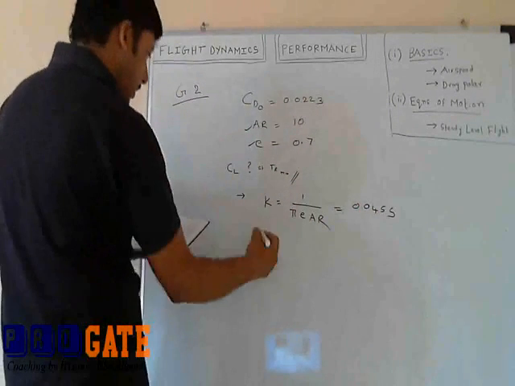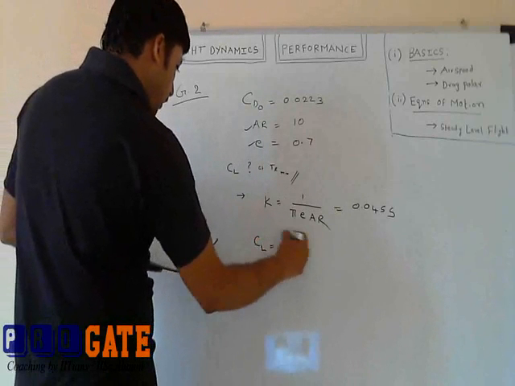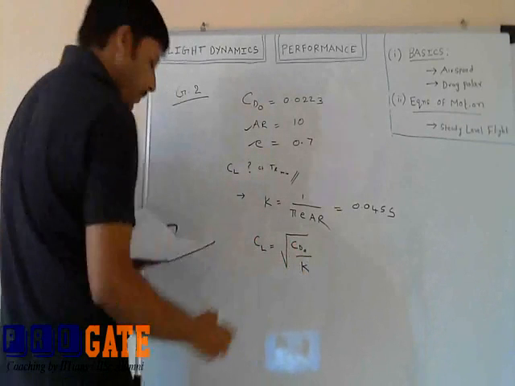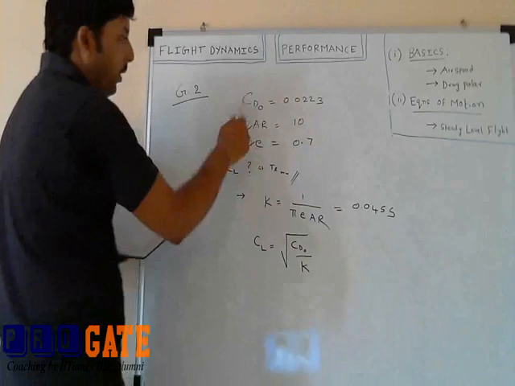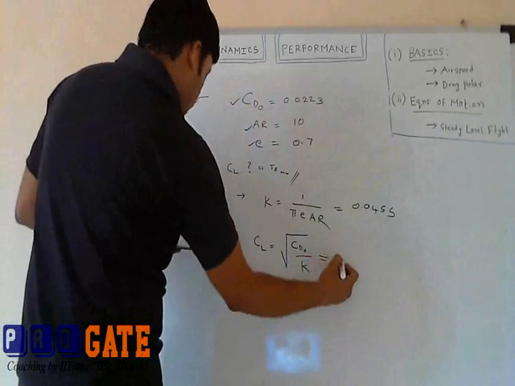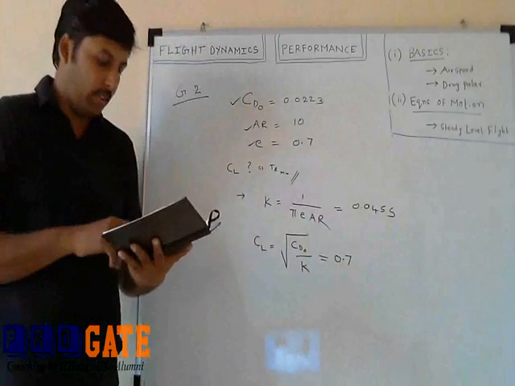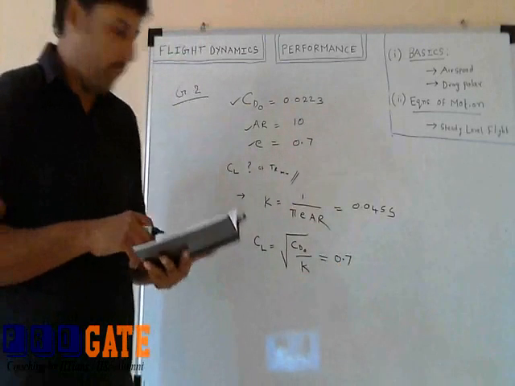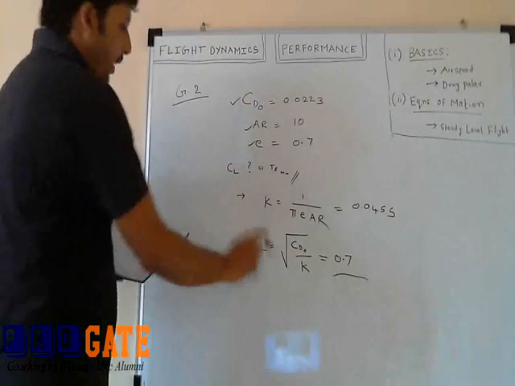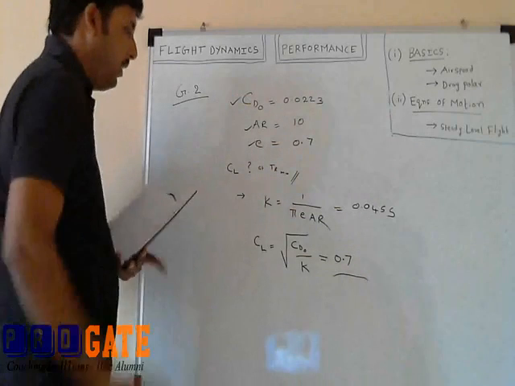Now using the expression CL equal to root of CD naught by K, and now we know CD naught and K, this is 0.7. They have given options 0.65, 0.7, 0.75, 0.8. The correct answer is 0.7. So here we have found what is the CL at minimum TR.